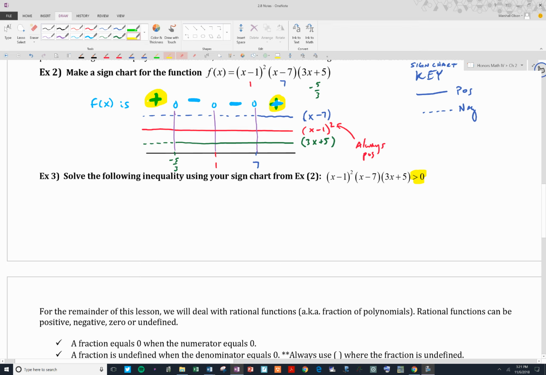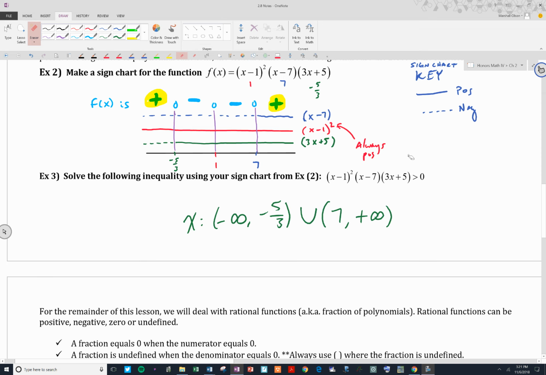Where is it positive? Well, it looks like for values up to negative 5/3, so from negative infinity until negative 5/3, and then from 7 to positive infinity. If I would have thrown an "or equal to" in there, then we would have included these values here as well. But it didn't have that, so we're not going to include that. So that is a pretty straightforward sign chart.